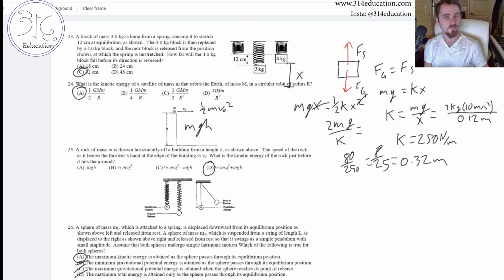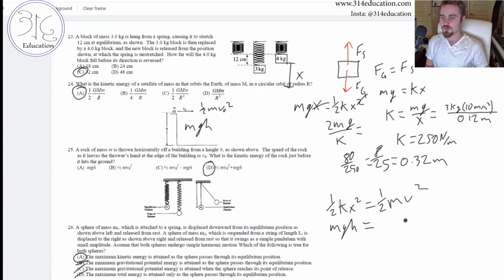Our maximum kinetic energy is as we're moving through equilibrium, which is what we saw in those previous problems, right? When we had 1/2 kx squared equal to 1/2 mv squared. And then for the pendulum case, mgh is equal to 1/2 mv squared, where we also wrote this as mg times L times (1 minus cosine). That was one of the previous problems we saw. Again, we expect that's our maximum potential energy. This is our maximum kinetic energy when potential is 0, going through the equilibrium.